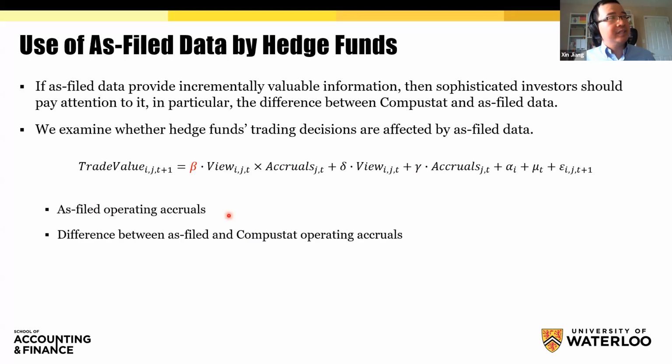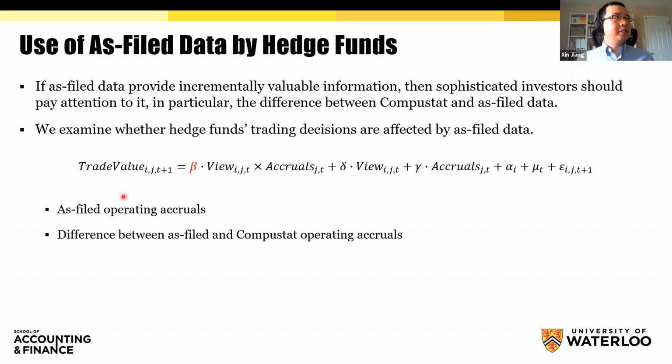Given the characteristics we find in the previous analysis, in the next set of analysis we focus on hedge fund investors, because if there is one type of investor who is going to utilize the XBRL filings, we think it should be the hedge funds. And we use the change in the portfolio holdings to infer their trading decisions. We are interested in knowing first whether there's any association between the hedge funds' trades and XBRL operating accruals. And secondly, whether such association is moderated by the XBRL filing viewing activity. In other words, we want to examine whether hedge funds are more likely to trade according to XBRL operating accruals after they view the XBRL filings.